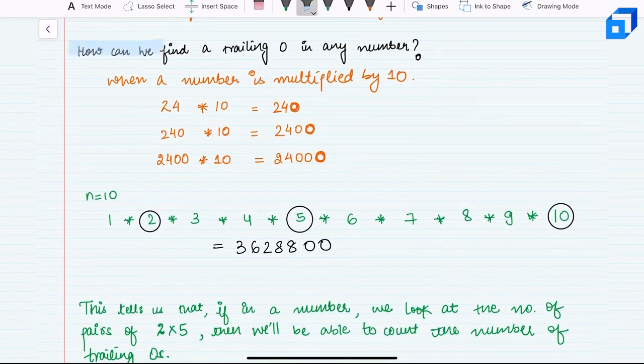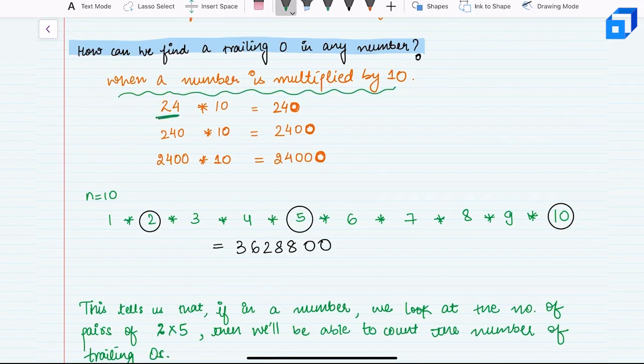So how can we find a trailing zero in any number? When a number is multiplied by 10, we get a trailing zero. Let's see 24. If it's multiplied by 10, we get 240. So here we have got a trailing zero just because we multiplied it by 10. Then if we multiply 240 by 10, we get 2400. We have got another zero, which is contributed by this 10. In 2400, if we multiply by 10, we will get 24,000. So another zero, which is contributed by 10.